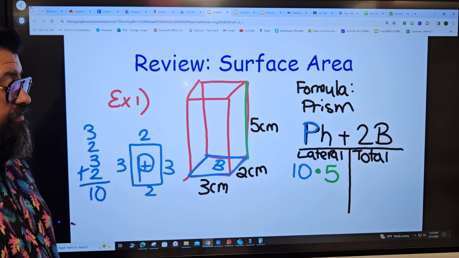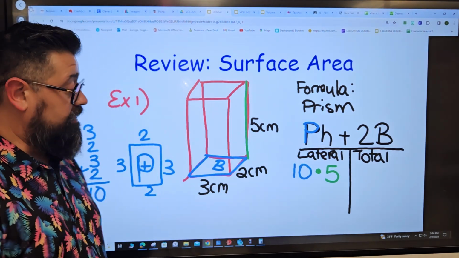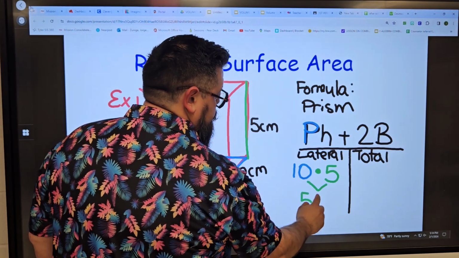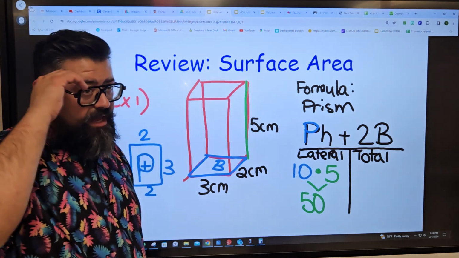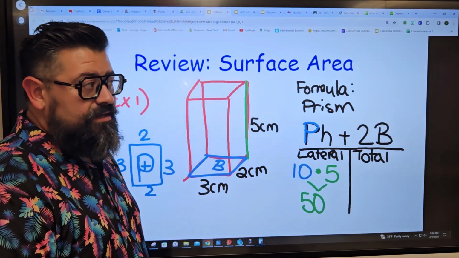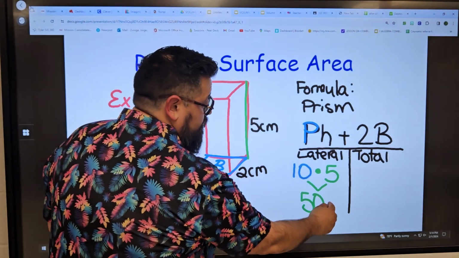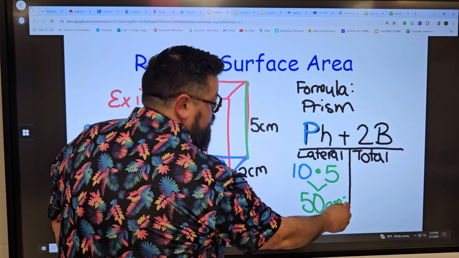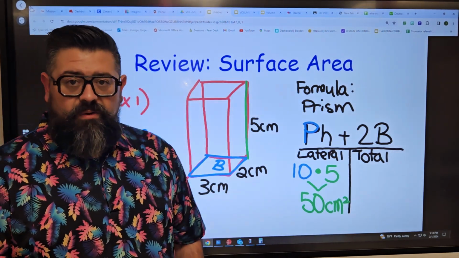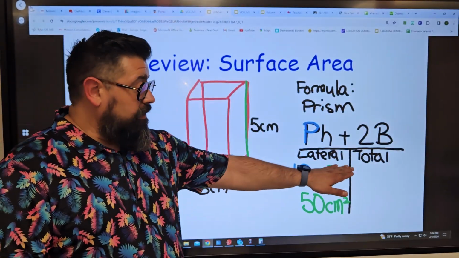All right, so if you just use these 2 values, that's going to give you lateral surface area. So we know that 10 times 5 is 50. So if they're just asking, hey, what's the area of the label? Or what's the lateral surface area, then that's your answer. And then you would just put centimeters squared. Okay? But let's say that they want total, right? Because they want to wrap this box. Well, we keep going.